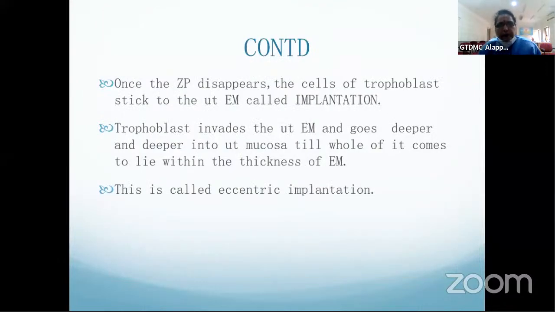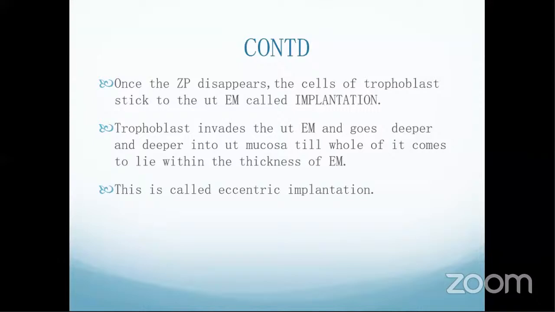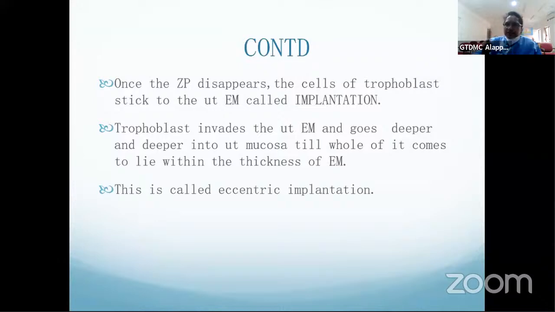After the disappearance of the zona pellucida, the cells of the trophoblast stick into the endometrium. That is called implantation. Imagine the morula in the uterine cavity, sticking into the endometrium after the zona pellucida disappears. The outer layer of the morula, called the trophoblast, has the property of sticking and invading the cells that it comes into contact with. The zona pellucida does not have this property, but the trophoblast does. Trophoblast is the outermost layer of the morula.